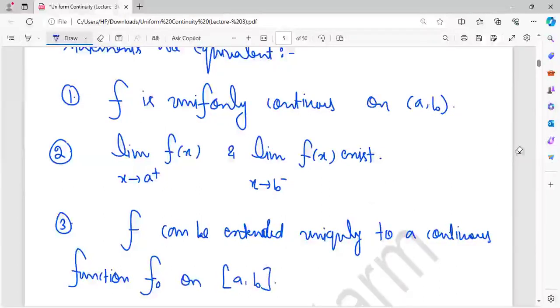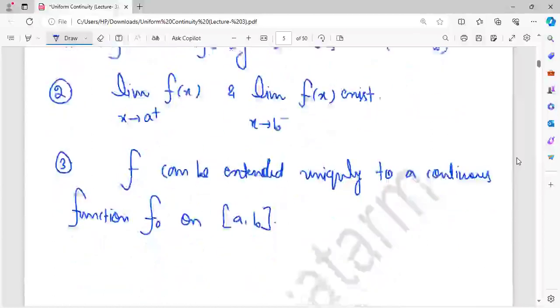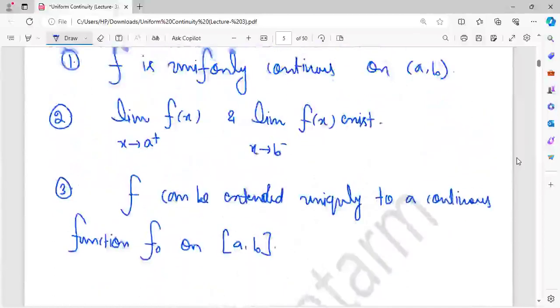So these three statements are equivalent. First, f is uniformly continuous on the open interval AB. Second statement is that the right hand limit at A exists and the left hand limit at B exists. Third one is that f can be extended uniquely to a continuous function f naught on AB. Okay. So we are going to prove this result. This is a very important result.